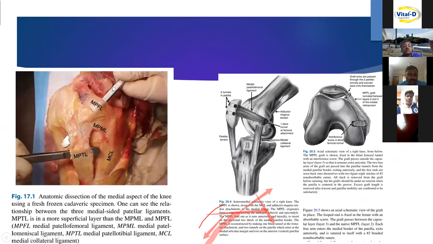So you see the anatomy of the medial patellofemoral ligament. Here is the medial patellofemoral ligament, the medial patellomeniscal ligament, and the medial patellotibial ligament. These are all medial restraints which keep the patella from dislocating laterally. And here is the femoral attachment. It is just in front of the adductor tubercle and just above and posterior to the medial epicondyle.